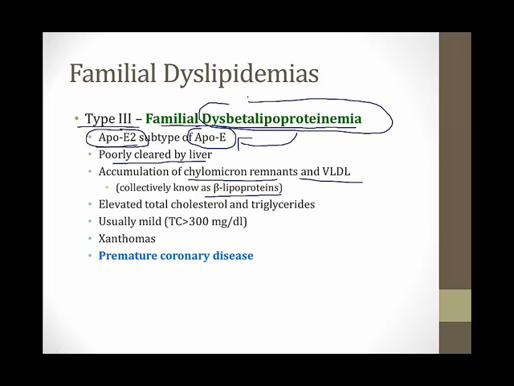Clinically, what this means is that these patients have elevated total cholesterol and triglyceride levels. It can be relatively mild, with the total cholesterol greater than 300, which is increased but not as high as in some other disorders. These patients sometimes develop xanthomas, but the major problem is that they can have premature coronary disease if they don't get their cholesterol levels treated.